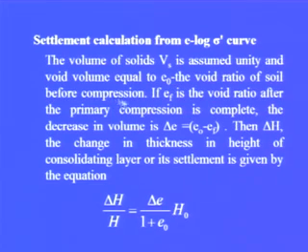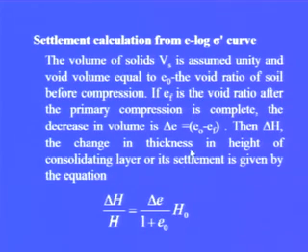So, the volume of solids Vs is assumed unity, and the void volume equals e0, the void ratio of the soil before compression. If ef is the void ratio after the primary compression is complete, the decrease in volume is delta e, that is e0 minus ef. Then delta H, the change in thickness of the consolidating layer, or its settlement, is given by delta H upon H0 equal to delta e upon 1 plus e0.